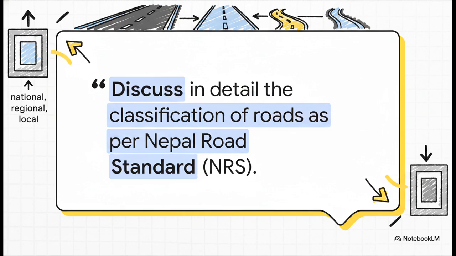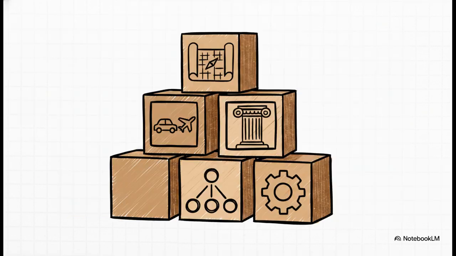This one looks a little intimidating, right? But wait, look closer. It's asking about the classification of roads. We just talked about the planning hierarchy: national, regional, local. Those are classifications. See? The stuff you've just learned is exactly the foundation you need to tackle these big, complex questions. So there you have it.